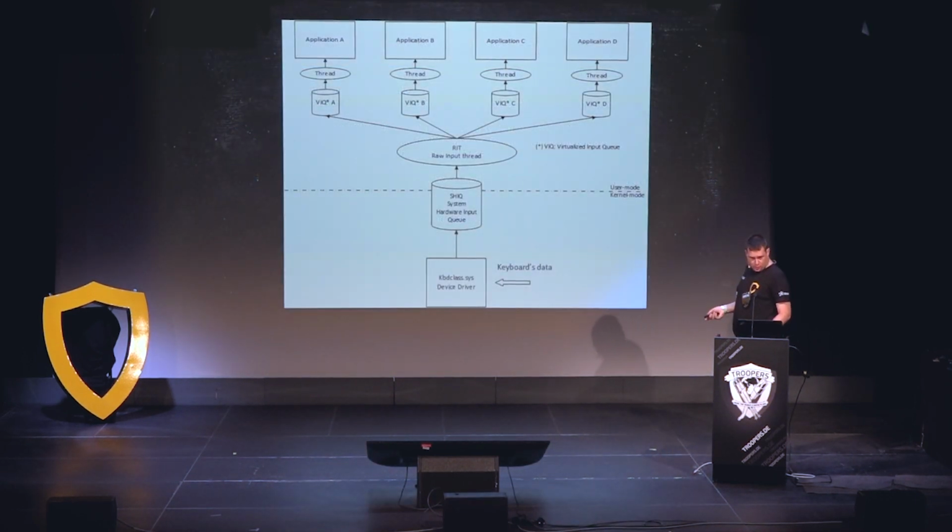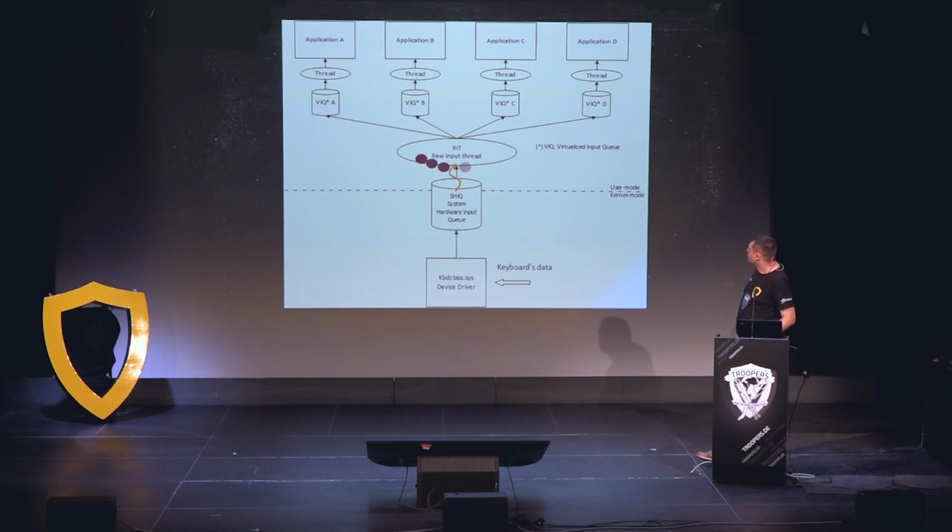Let's see how the raw input thread is going to broadcast information to the different applications. At the beginning, we suppose we have 6 keystrokes provided directly by the keyboard class drivers. And the raw input thread has inside itself a system hardware input queue. This name is not officially used by Microsoft, but it's for convenience between you and me today. Actually, there is no name for that.